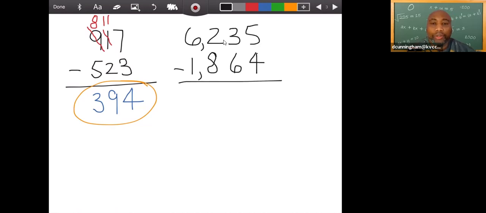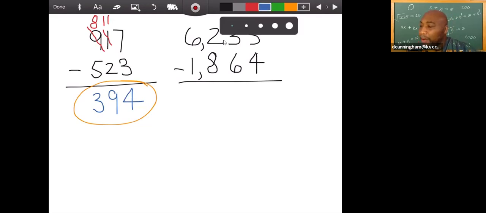Now let's look at these two numbers. 6,235 minus 1,864. We want to find the difference. The difference would be the answer for our subtraction. Start with the ones position. So let's just start off. 5 minus 4 is 1. So we're good. The top number is greater.